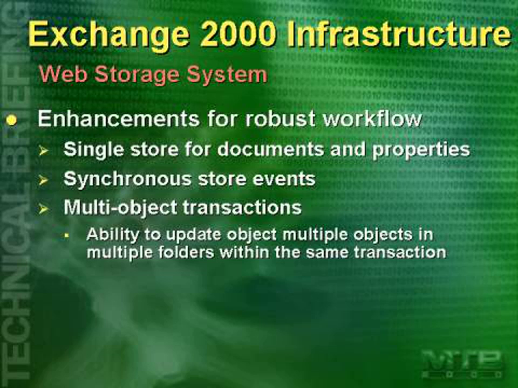Now, the web storage system, we've added some enhancements for robust workflow. So the first thing we have is a single store for documents and properties. And some people might argue that with Exchange 5.5 we had a single store for documents and properties. Now the difference that I want to make with Exchange 2000 is we have a single store for documents and properties that's now easy to access. Additionally, we've added support for synchronous store events. So you're no longer tied down to writing the asynchronous event agents that you were in Exchange 5.5. Synchronous events occur before the item is committed to the store, and unlike 5.5 agents, they're guaranteed to occur.